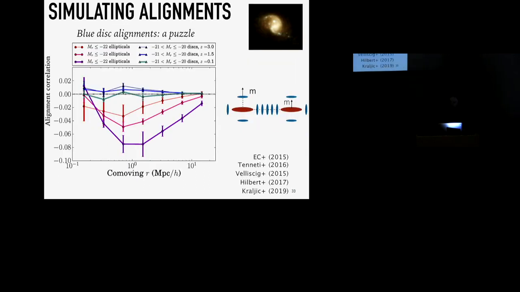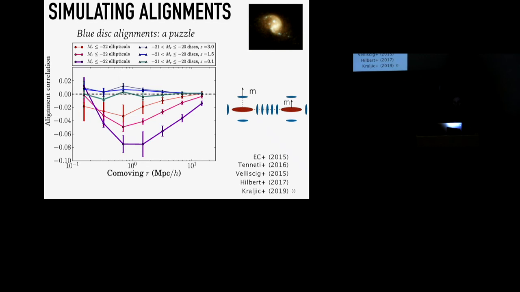But the population for which things are a bit of a puzzle is disk blue galaxies. In the case of these galaxies, we see much less alignment. These are the blue curves over here that are very close to zero, contrasted to the curves over here, which correspond to the red galaxies at different times in the history of the universe. So for the blue galaxies, we see much less alignment than for the red galaxies. And we also see that that alignment was stronger in the past than it is today.